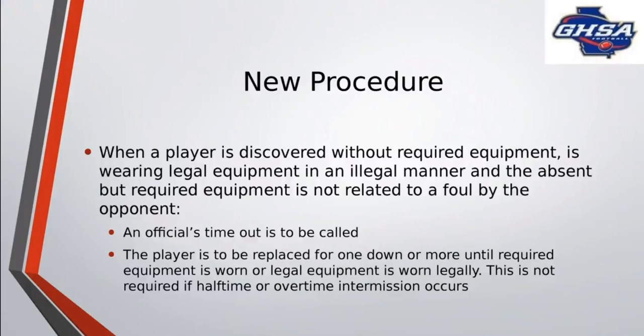New procedure. A player is discovered without the required equipment, or is wearing illegal equipment in a legal manner, and the absent required equipment is not related to a foul by the opponent. An officials' timeout is to be called. Players will be replaced for one down or more until the required equipment is worn or legal equipment is worn legally. It's not required if a halftime or overtime omission occurs.